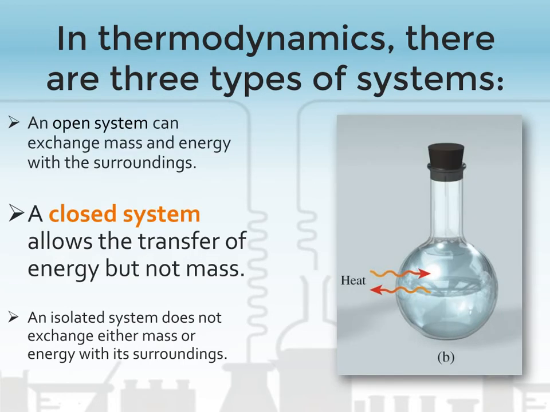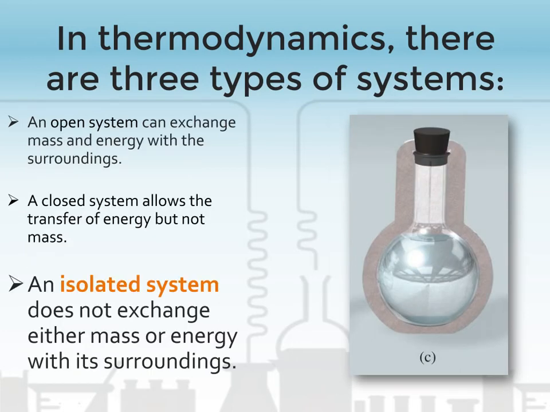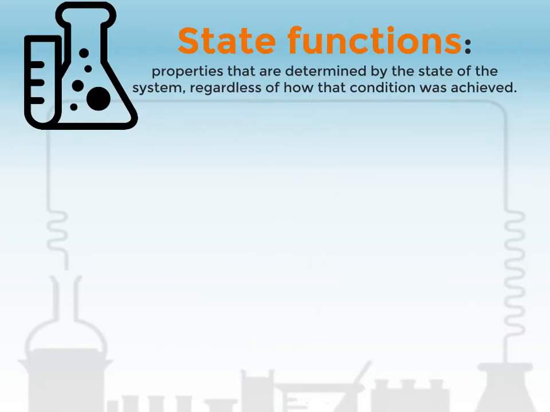You can also have a closed system which allows the transfer of energy but not the mass. So for example, you have a flask here which is covered so that no gases or liquids can escape while your change or your action is happening. And lastly, you can have an isolated system wherein no exchange of mass or energy can be done with the surroundings while everything is happening inside. May cover yung ating reaction vessel, insulated siya.